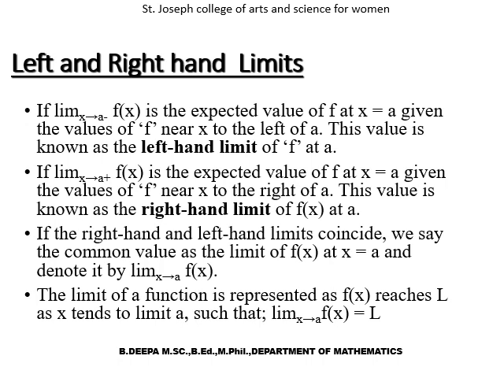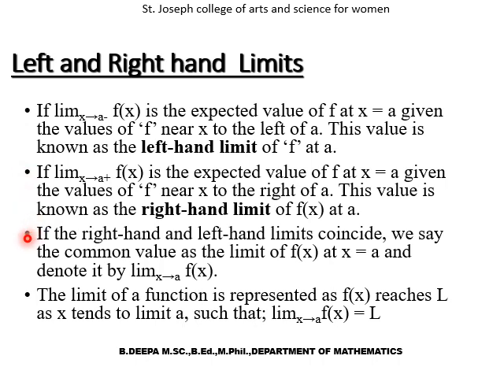Left and right hand limits. The limit as x tends to a minus of f of x is the expected value of f at the point x equal to a, given the values of f near x to the left of a. This value is known as the left hand limit of f at a. If limit as x tends to a plus of f of x is the expected value of f at x equal to a, given the values of f near x to the right of a, this value is known as the right hand limit of f of x at a.